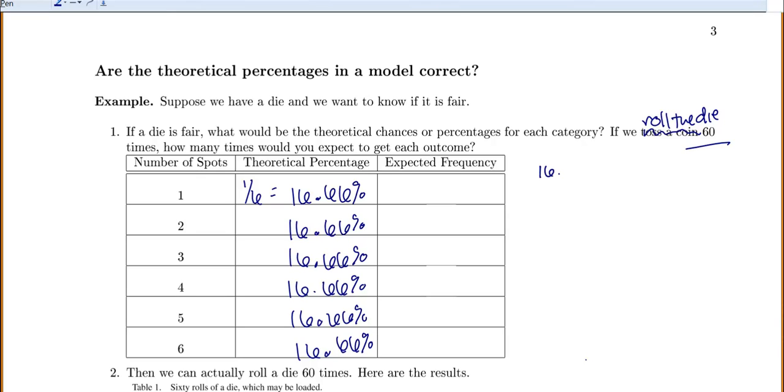Or what you can do, if you have a percentage, 16% really means 16 out of 100, and then you multiply it by the number of times you're doing something. So 16.66 over 100 times 60 gives us 10. So each of these frequencies would be 10. Now when we say frequency, frequency means the count.